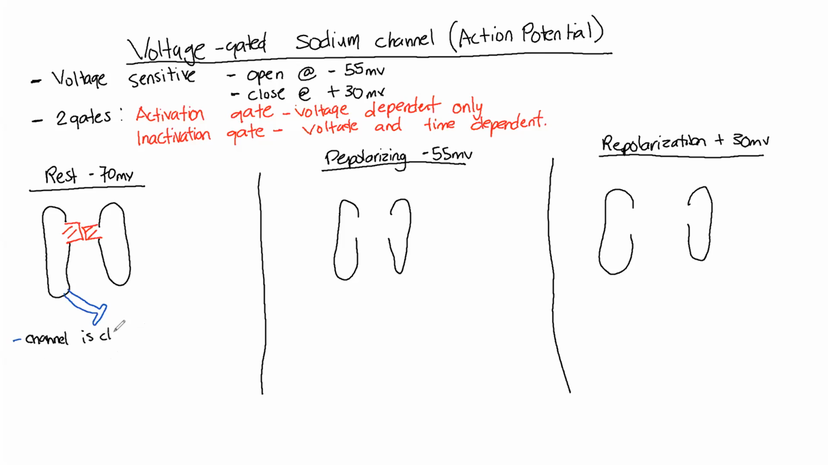So the channel is closed, but capable of opening. And that is because the activation gate is closed. But very importantly, that inactivation gate is open. Remember, nothing can happen if that inactivation gate is not open.